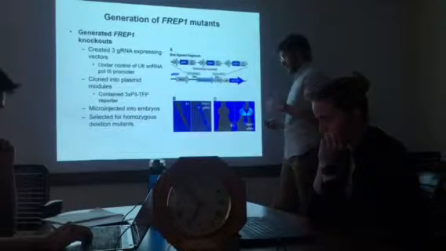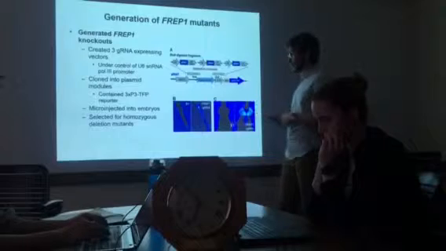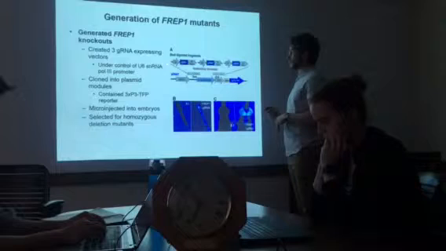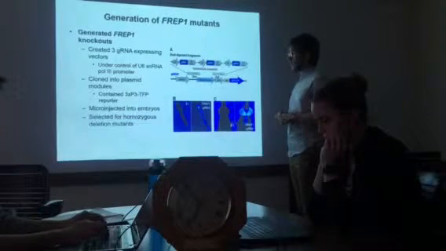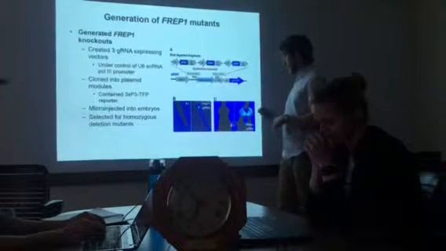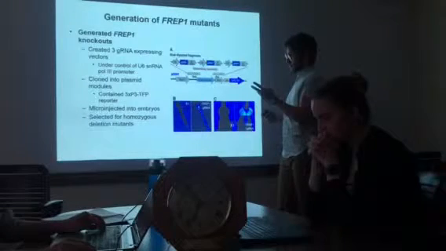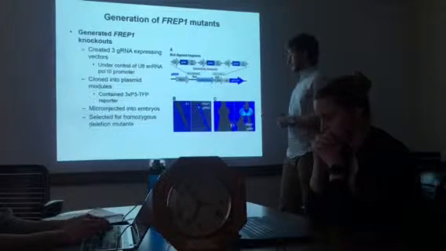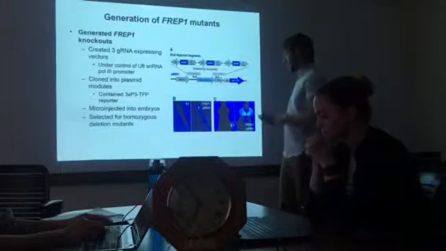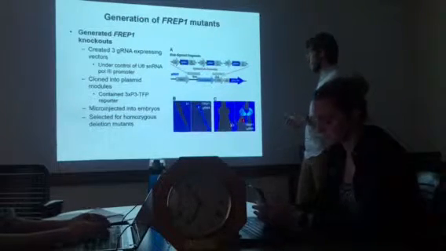So before I talk about my section, previously they generated the FREP1 knockouts, and so what they did here is they created 3 gRNA expressing vectors, which can be seen right here, and they were under control of the U6 polymerase III promoter, and they cloned these into plasmid modules, and this plasmid module contained a reporter gene, which is 3xP3 TFP reporter, and that's how they're able to detect which mosquitoes got the plasmid, because that reporter gene expresses a protein that fluoresces.